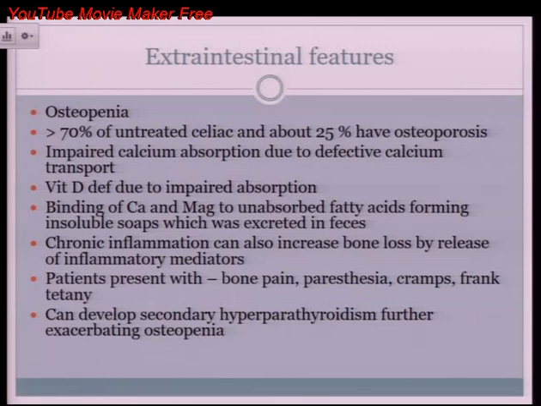They can have binding of calcium and magnesium to the unabsorbed fatty acids, forming insoluble soaps, which are excreted in feces, in turn leading to osteopenia and osteoporosis. They can also have chronic inflammation, which causes increased bone loss by release of inflammatory mediators. So these are the different reasons why they could have osteopenia and osteoporosis. And patients can present with bone pain, paresthesias, cramps, and frank tetany from hypocalcemia in severe cases. They can also develop secondary hyperparathyroidism, further exacerbating the osteopenia.